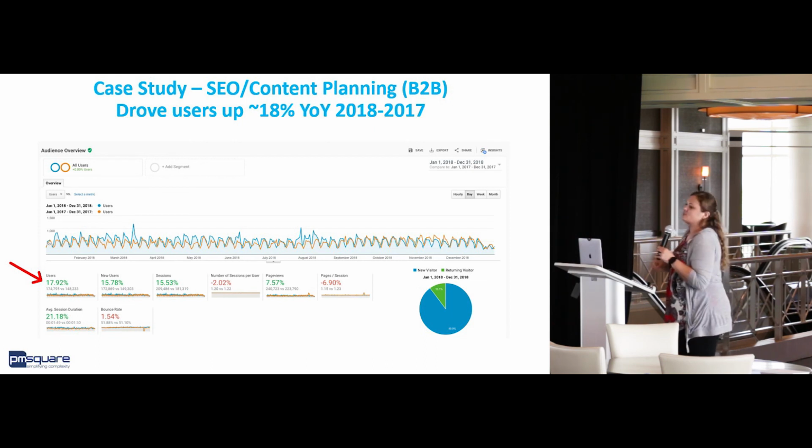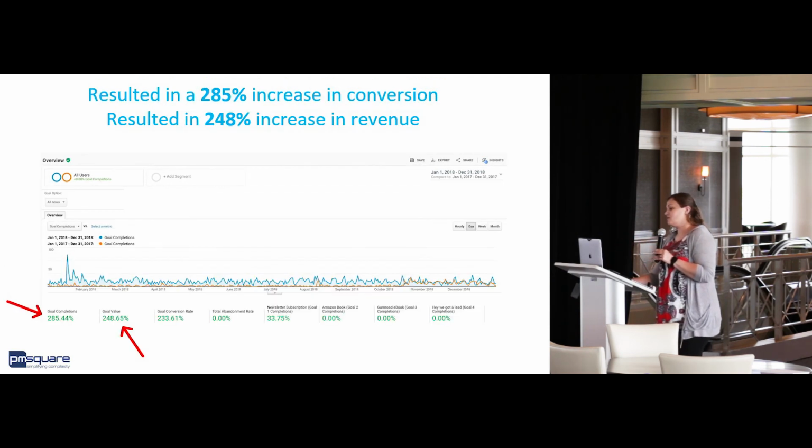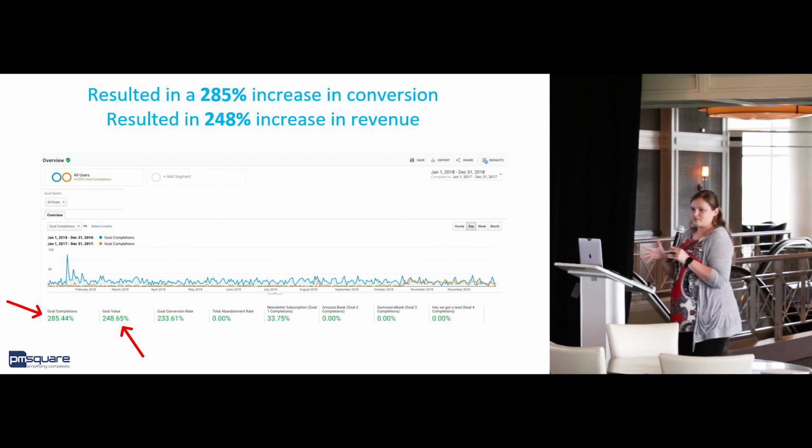By using a time series forecast specifically on their content, what we saw was that it drove users up 18% year over year. Okay, that's pretty good. Even better, using that time series forecast resulted in a 285% increase in conversion, and in this case, conversion being someone taking action on the website, filling a form, raising their hand, saying, I want to work with you, I want to buy something from you. It also resulted in a 248% increase in revenue. I encourage you to use the time series forecast. You can achieve results like this. I feel like I'm on an infomercial, I apologize.